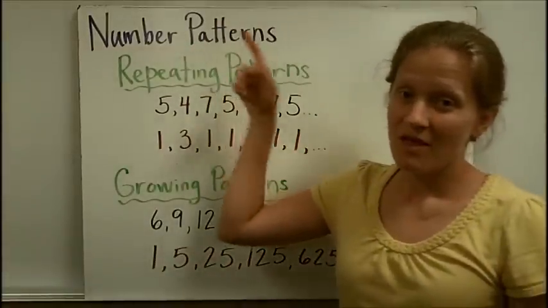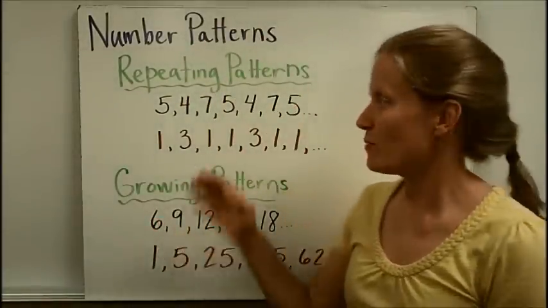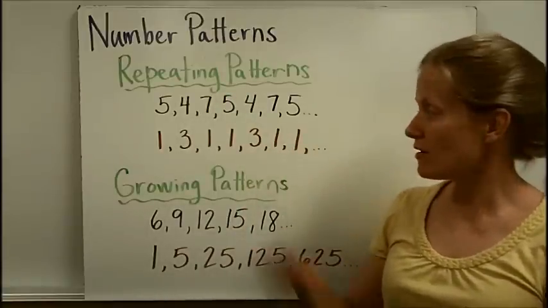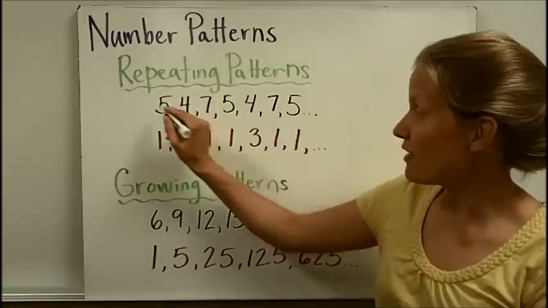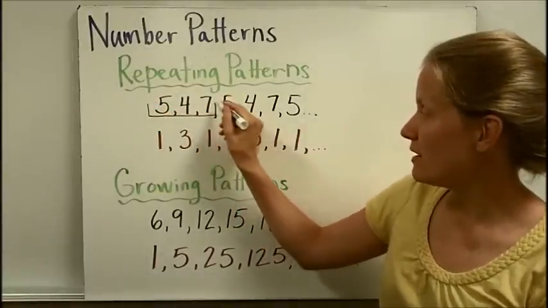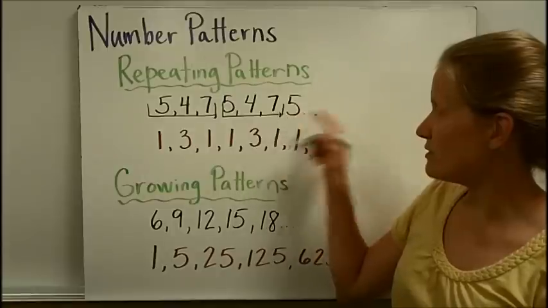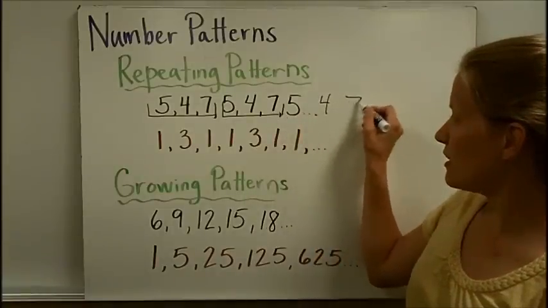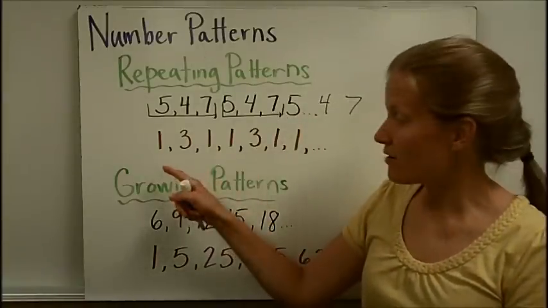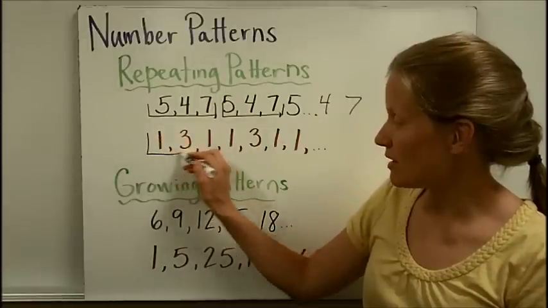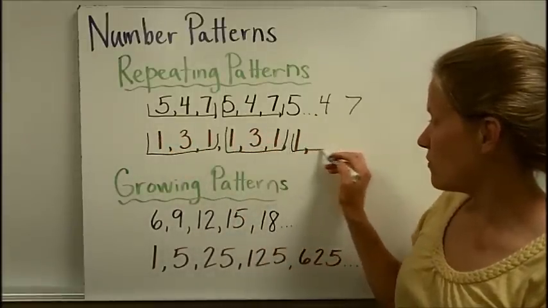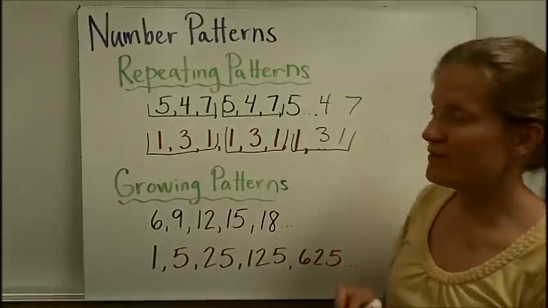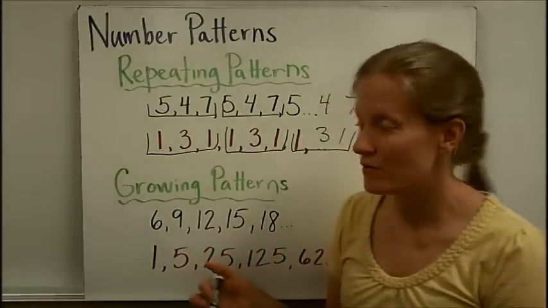Number patterns. The very simplest form of a number pattern is a repeating pattern. Here are two examples. In this pattern, you can see that the 5, 4, 7 is repeating. So after this 5 would come another 4 and another 7. In this pattern, we have 3 digits repeating also. 1, 3, 1, 1, 3, 1, 1, 3, 1. This is the very simplest kind of number pattern that there is.